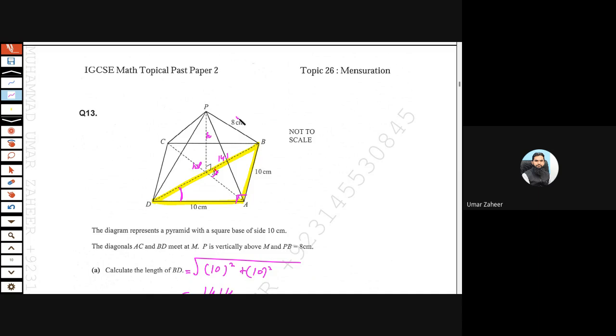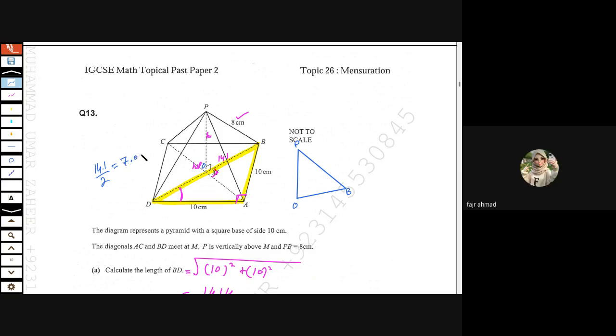It is given that the inclined height is 8 centimeters. Let's make this triangle outside. It is P, M, B, and this one. So it is P, it is B, and let's say it is O. It is given 14.1, so 14.1 divided by 2 will be 7.05. Yes, I have to take the half.